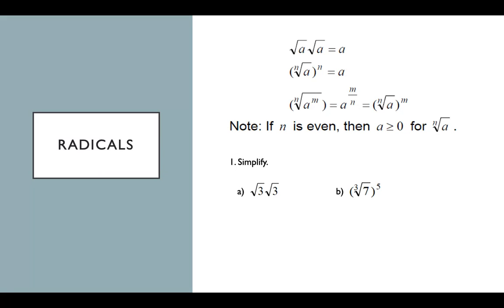So first we need to understand what radicals are. Okay, so we have n, which is called an index number. m is an exponent. And a, we call it a radicand, or we could call it a base as well. And this is a radical sign.